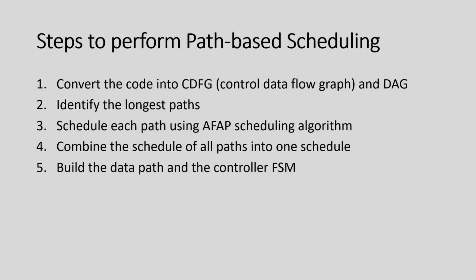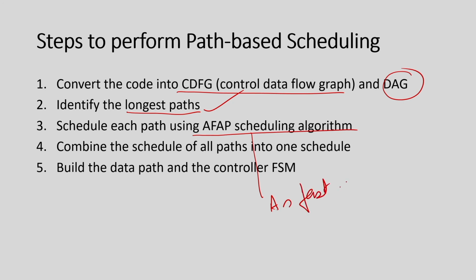So, what are the steps to be performed in path based scheduling? Obviously, given a program, you have to represent it as a control and data flow graph, which we already understood, and the dependency probably using the DAG within the basic block. And as I mentioned, I have to schedule the paths one at a time, right. So, I have to identify the paths, and these paths are called longest paths. I will talk about what a longest path is. First you identify the possible paths in the program, and then you take each path and schedule it. Here it is scheduled using the AFAP algorithm. This is not ASAP or ALAP, it is AFAP, as fast as possible.